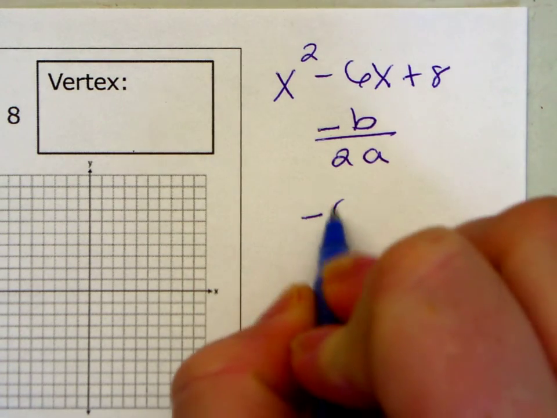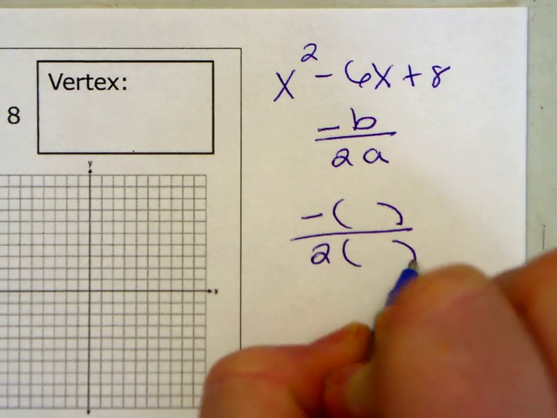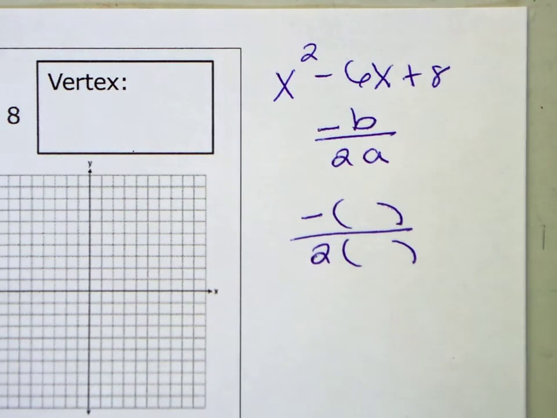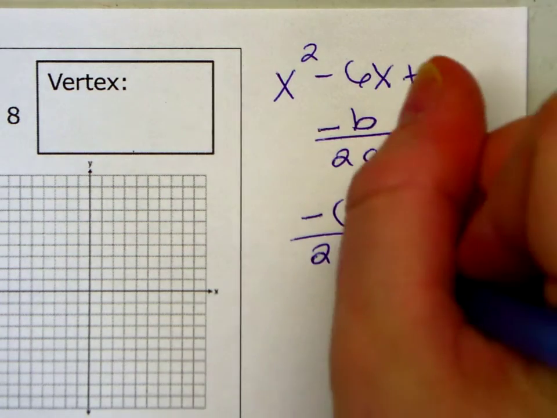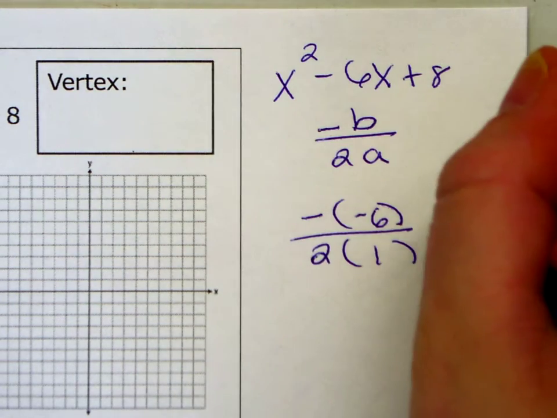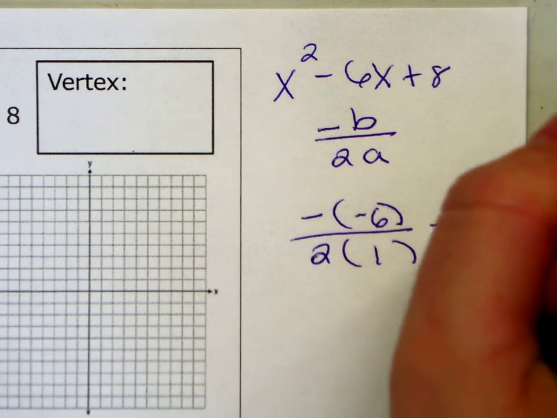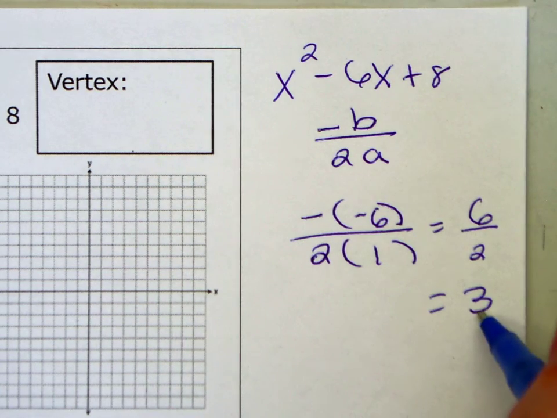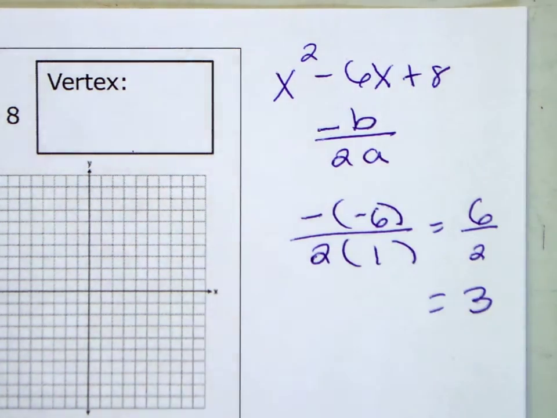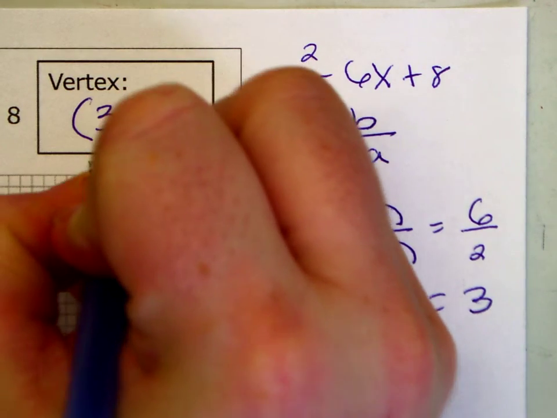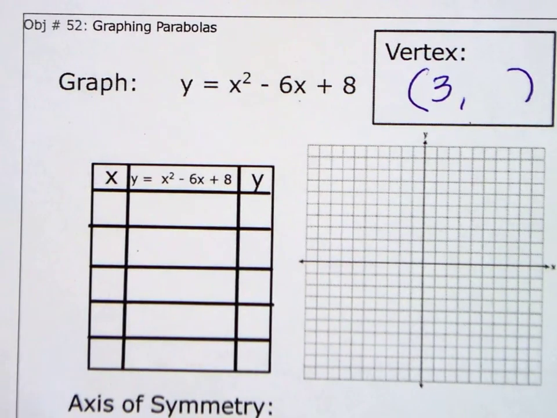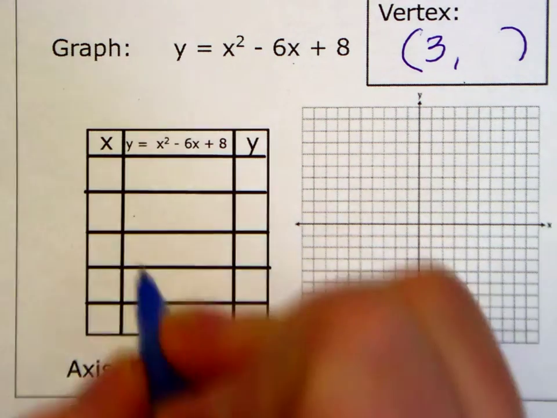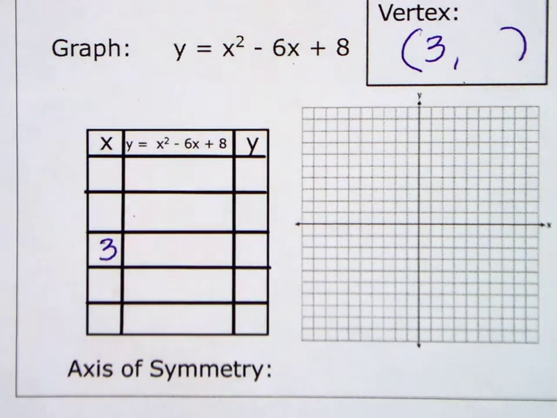Negative b over 2a. What's b in this equation? Negative 6, and a is 1. So we have negative negative 6, which is 6, divided by 2 is 3. So 3 is the x value of my vertex. I'm going to write 3 comma. And I'm also going to take that 3 and put it in the center of my chart.